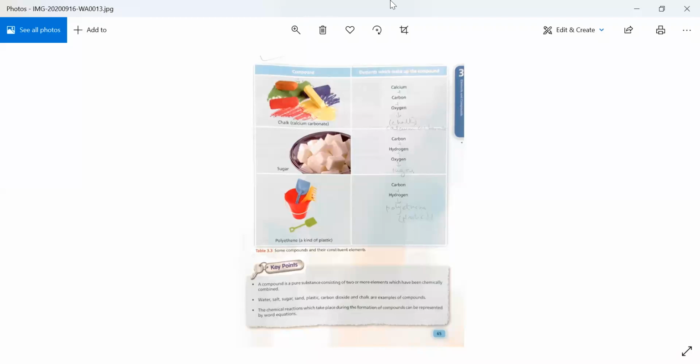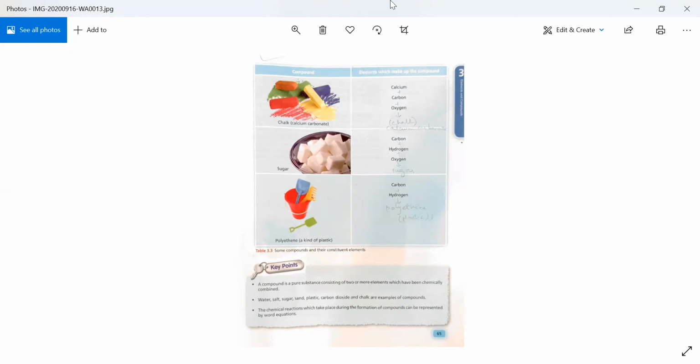On page number 64, we have discussed that there are some compounds which are made of two elements. Now we have a compound which is chalk, and the name of the chalk is calcium carbonate. And it is made of three elements: calcium, carbon, and oxygen. So when we add these three elements, they make what? They make chalk.